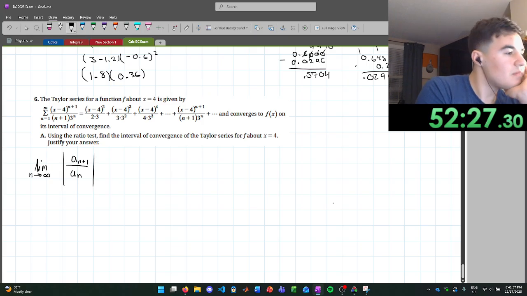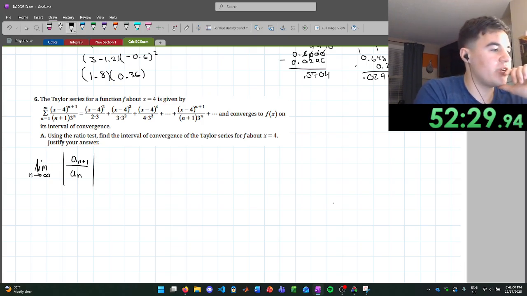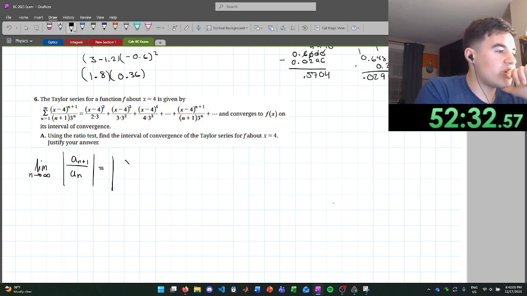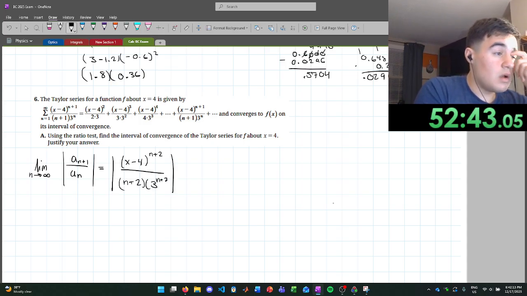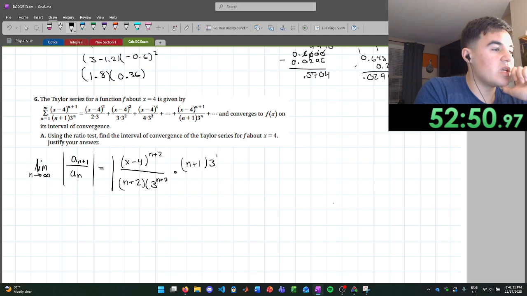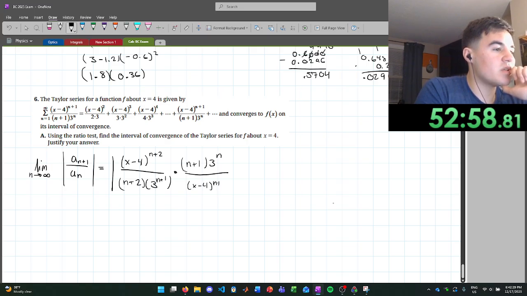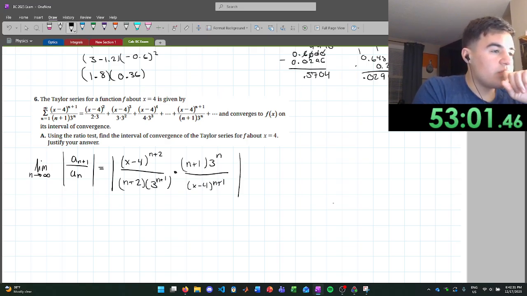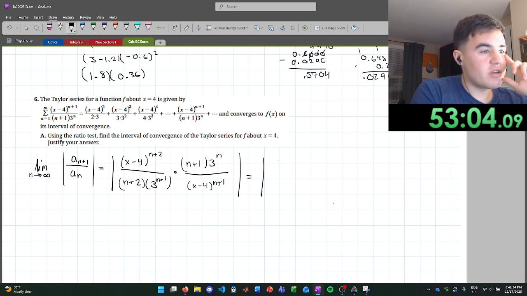Like this. And if that is some value, it gives us some ruling. a of n plus 1 is x minus 4 to the n plus 2 divided by n plus 2 times 3 to the n plus 2, times the reciprocal of the other one, which is n plus 1 times 3 to the n. Wait, sorry, this should be n plus 1, divided by x minus 4 to the n plus 1. Then simplifying this, we're just going to end up with a single x minus 4.